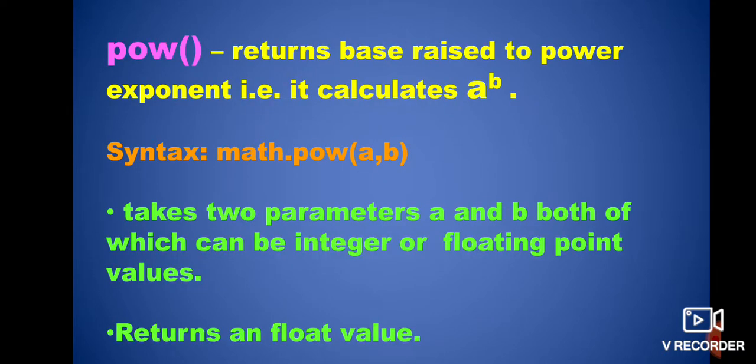First function is pow, which is used to calculate and return base raised to power exponent. That is, it is simply used to calculate a raised to power b, where a is the base and b is the exponent. So these are the two parameters that you have to pass in the pow function of the math module, and it will simply calculate a raised to power b.